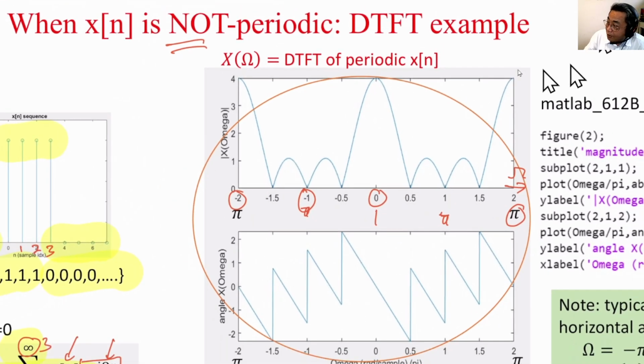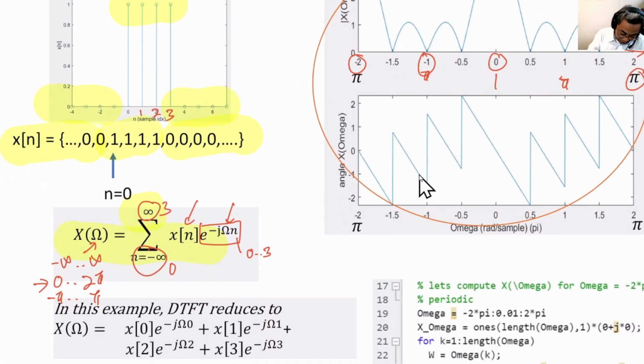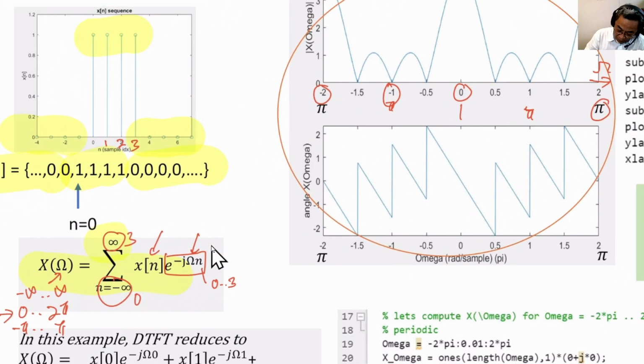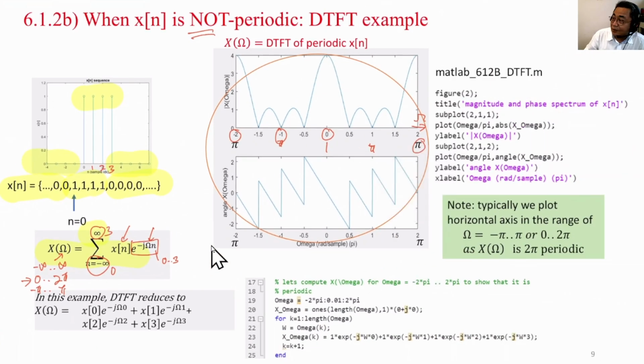Alright, so how do we get all these little points in between? What we do is that we substitute different values of omega that we want. So we can start with 0, 0.1 pi, 0.2 pi, until 2 pi. So we substitute here, we put it into this equation and do this for loop. So you can actually see the values over here.